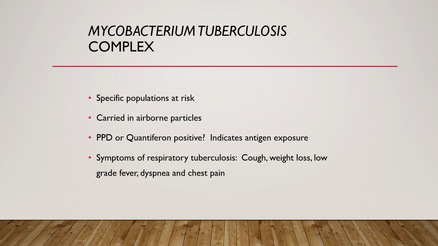One way we can test people to see if they've been exposed to the antigen would be the purified protein derivative test or the QuantiFERON test. The purified protein derivative test is when they take the antigen and inject it under your skin, and if a wheal forms that gets large, it usually means that the patient has been exposed to the antigen. The QuantiFERON test is a very specific test that measures interferon gamma, a substance that is released by white cells if Mycobacterium tuberculosis antigen is present. And again, that's a blood test. Symptoms of Mycobacterium tuberculosis would be things like cough, weight loss, low-grade fever, difficulty breathing, and chest pain.